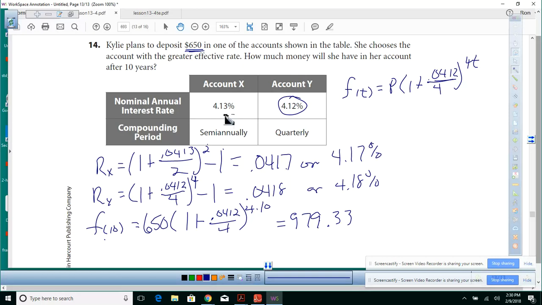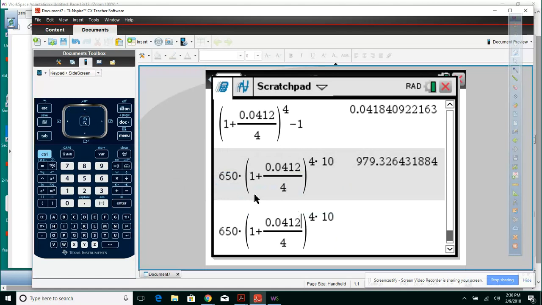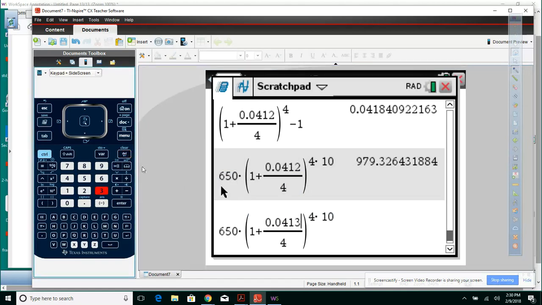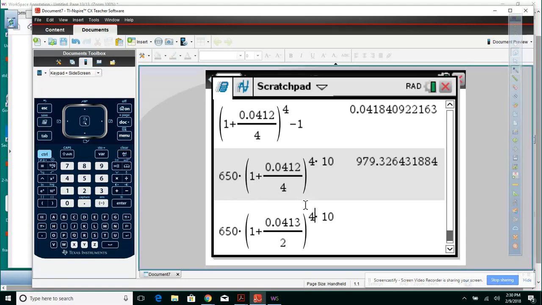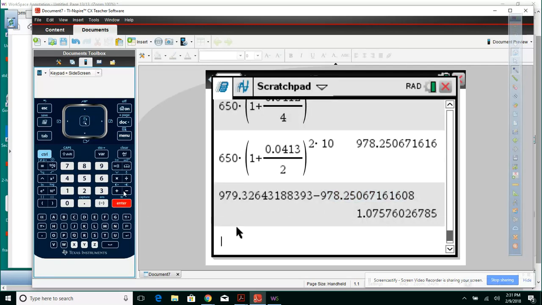Let's check it. That's 4.13 semi-annual. Let's go up there and grab that one. That was 4.13, so we'll put a 3 there, and it was compounded semi-annually, so we'll put a 2 there and a 2 there. That's $978.25. So let's go up there and grab this one, minus that one. And there we go. So $1.07.